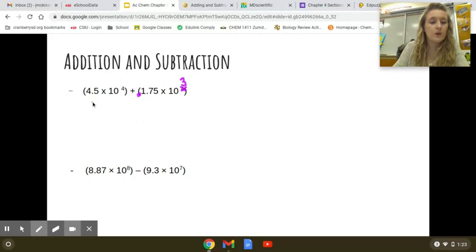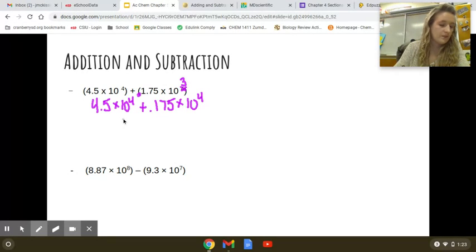Okay, so then we're going to have 4.5 times 10 to the fourth plus 0.175 times 10 to the fourth. Okay, and again, if I was thinking about making this a really big number, to move it one more place would make that exponent a 4. Okay, then we add those together, and that gives us 4.675 times 10 to the fourth, and we're going to keep that fourth place.